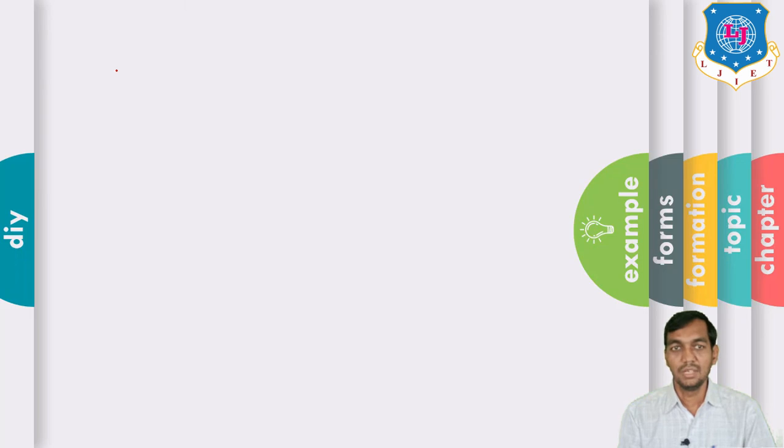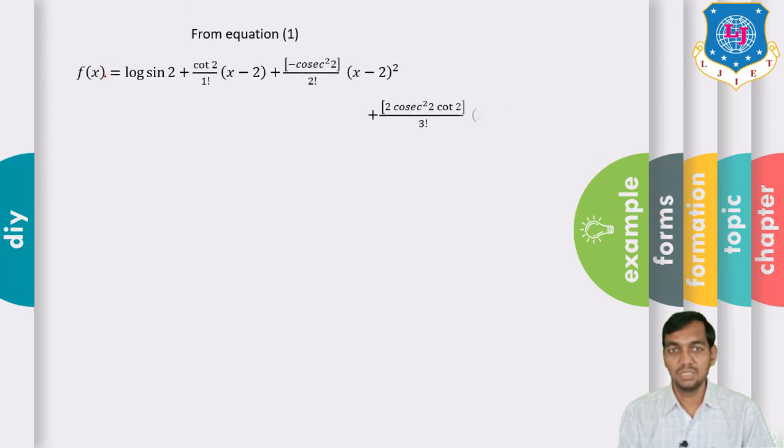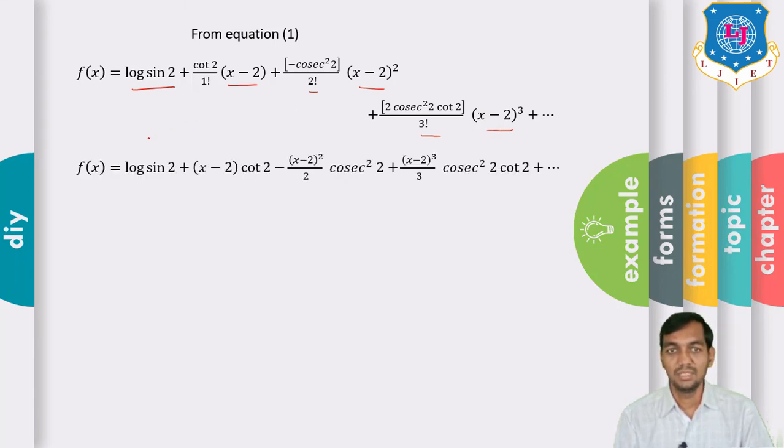Okay. So if you put these values in equation 1, then we have f(x) is equal to log sin 2 plus cot 2 upon 1 factorial into (x minus 2) plus minus cosec square 2 upon 2 factorial into (x minus 2) the whole square plus 2 cosec square 2 into cot 2 divided by 3 factorial into (x minus 2) the whole cube. And if you simplify, then this will give you log sin 2 plus (x minus 2) into cot 2 minus (x minus 2) whole square by 2 into cosec square 2 plus (x minus 2) the whole cube by 3 into cosec square 2 cot 2 plus so on.